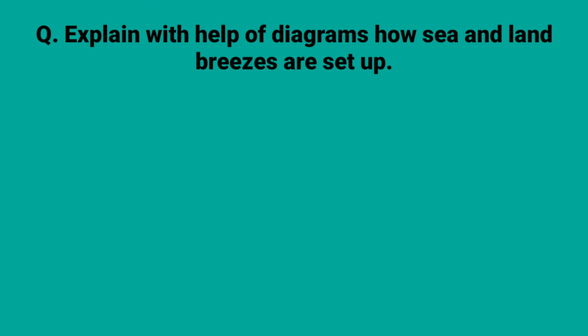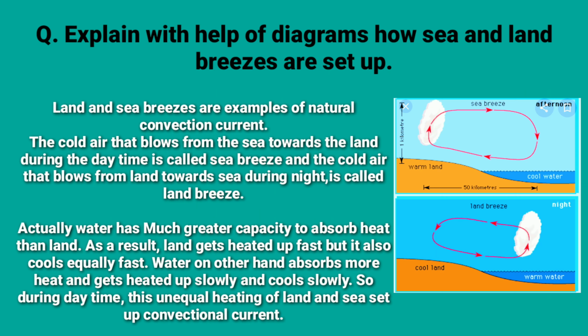Now the next question is, explain with the help of diagram how sea and land breezes are set up. Land and sea breezes are examples of natural convection current. The cold air that blows from the sea towards the land during the daytime is called sea breeze, and the cold air that blows from land towards the sea during night is called land breeze.